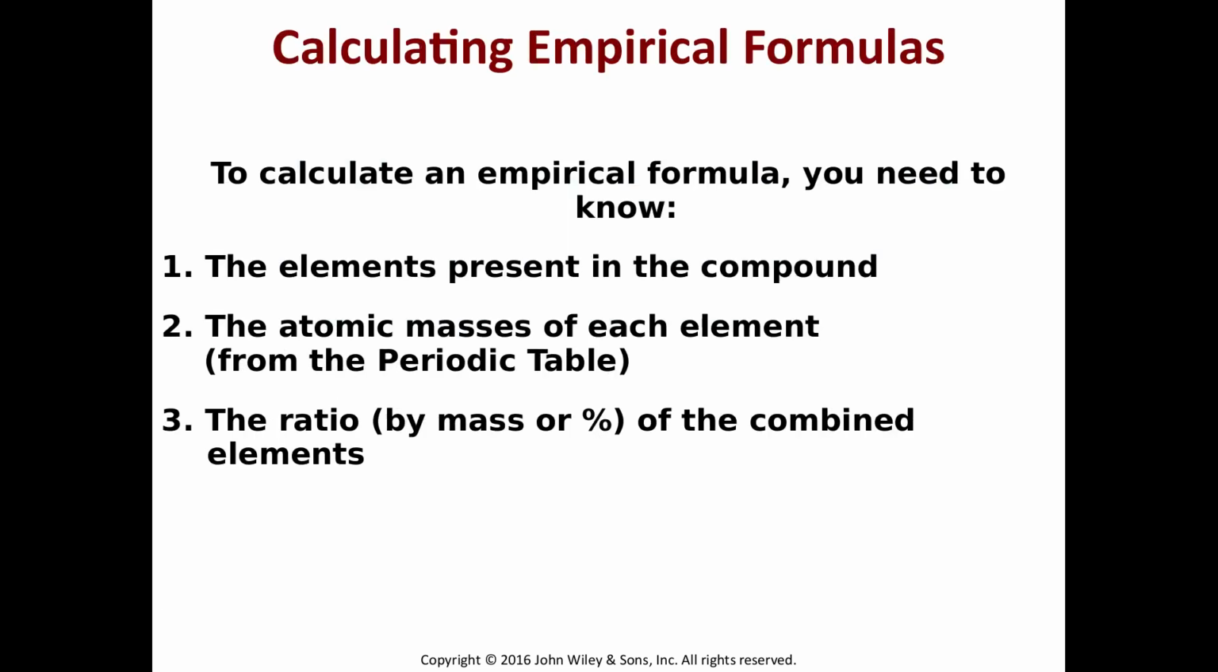So let's talk about how to do that. Let's calculate empirical formulas. We need to know some information about the compound. First of all, we need to know what this compound is made up of, what elements are present. That's the first thing. If you don't know this, there's really no way for you to come up with the formula. Once you know this information, however, you can always get the atomic masses of these elements from the periodic table. So that's something you definitely need to know in order to calculate this.